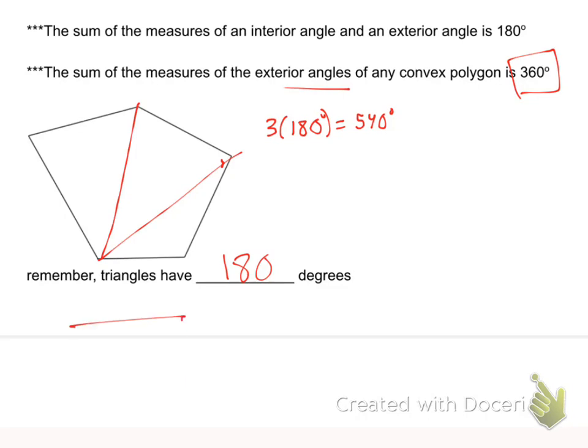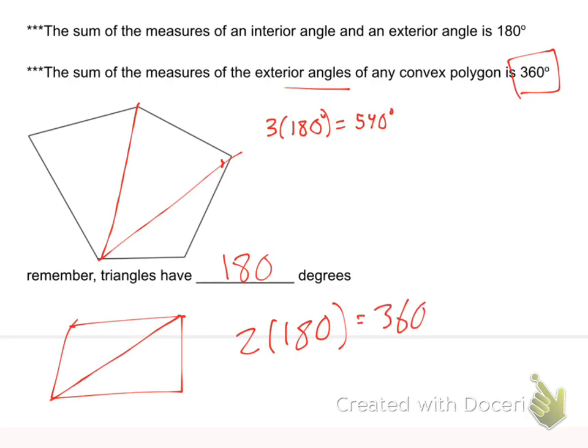If I had a quadrilateral, 4 sides, how many diagonals, or how many triangles can I make? Split it right down the middle. I got 2 triangles. 2 times 180 is 360 degrees. Think of a rectangle: 90, 90, 90, 90 is how much? 360.